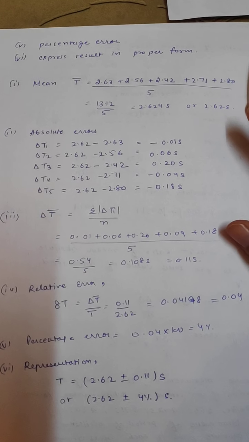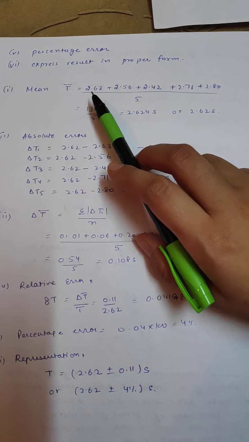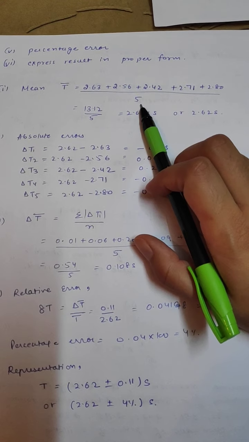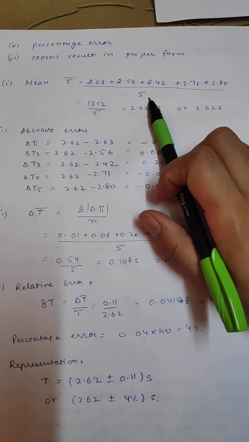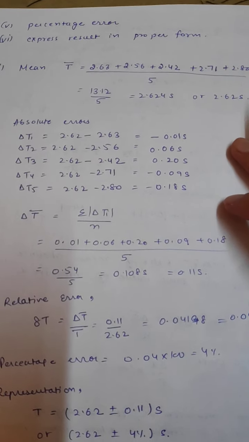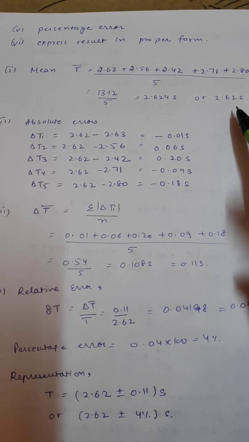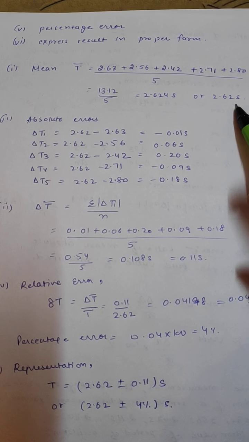So our first step was to take the mean of all the observations. I have written all the observations and added them, and how many observations were there? 1, 2, 3, 4, 5. So I will divide by 5 and take the mean. It is 2.624 seconds. After rounding off to 2 digits after the decimal, it will become 2.62 seconds.